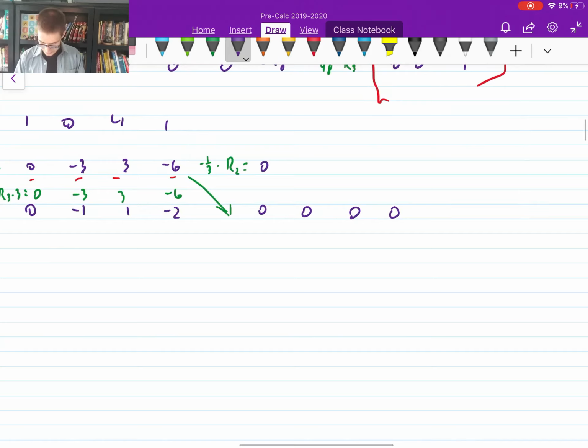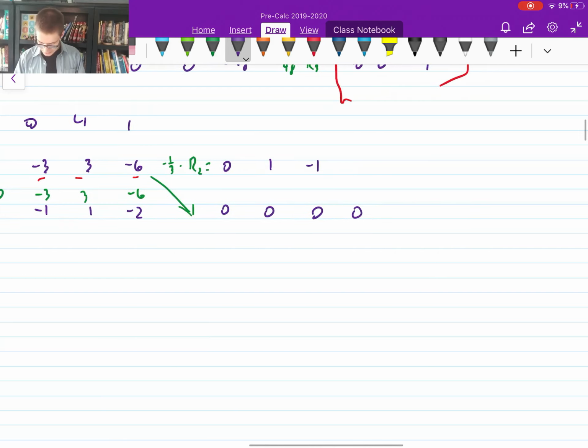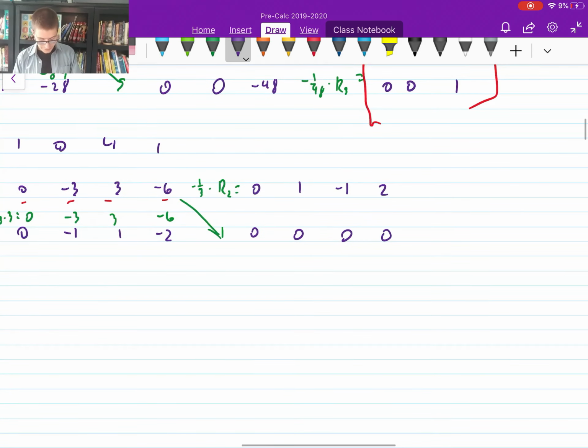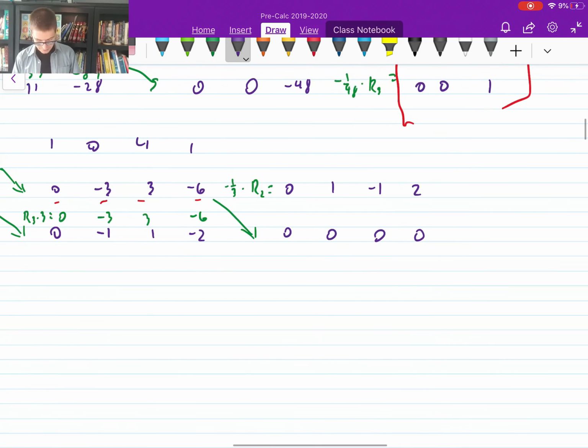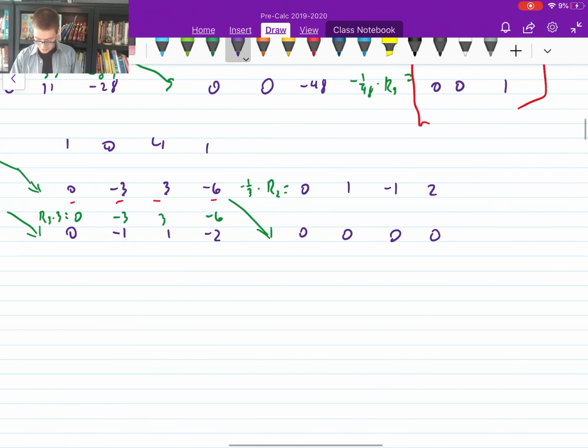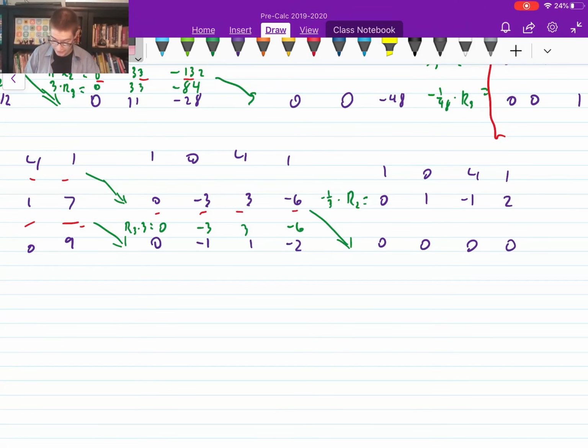Let's see, that'll give us 1, and then negative 1, and then not negative 1. That'll give us 2. Okay. And then we've got 1, 0, 1, 0, 4, 1. Now this is the answer. This literally is the answer that we have here. We have 1, 0, 4, 1, 0, 1, 1, negative 1, 2, 0, 0, 0, 0.